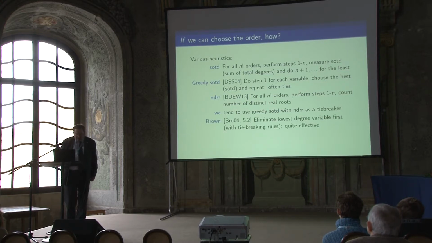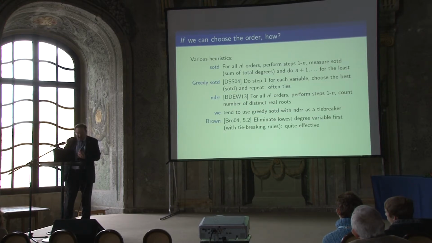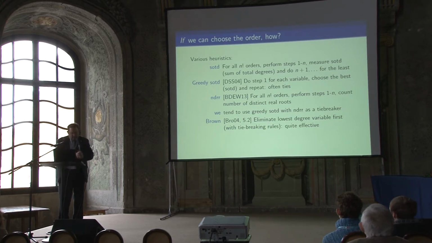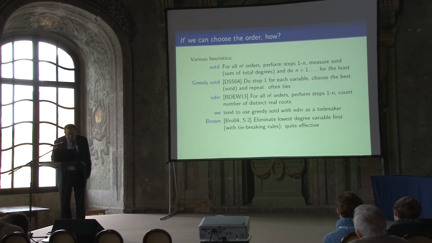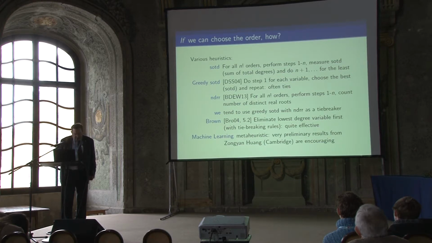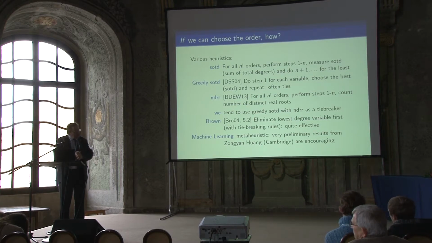There's also a very simple heuristic due to Chris Brown. That references his lecture notes as an ISAC tutorial, which shows how valuable ISAC tutorials are. It says you eliminate the lowest degree variable first, and he has some quite good tie-breaking rules and so on. And it is surprisingly effective. I've just been talking to some people at Cambridge, and Zhongyang Huang there has been applying machine learning to this problem as a meta-heuristic, and her results, which I only saw last week, are very encouraging, but they're very preliminary as well.